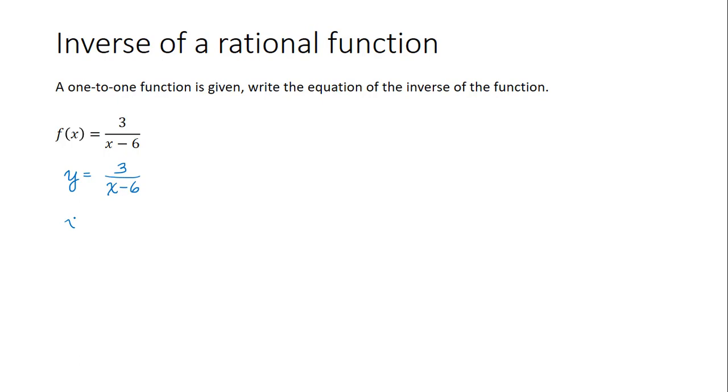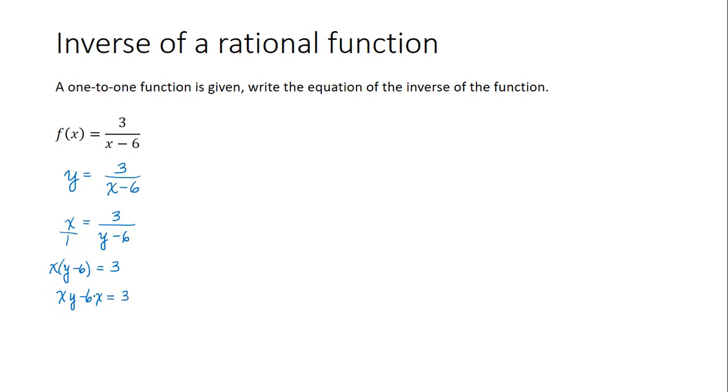This gives us x equals 3 divided by the quantity y minus 6. Now our goal is to solve this equation for y. We first begin by multiplying each side by the least common denominator, y minus 6, or you can think of it as also cross-multiplying. In any case, we would get x times y minus 6 is equal to 1 times 3, or 3. Distributing on the left, we get xy minus 6x is equal to 3.